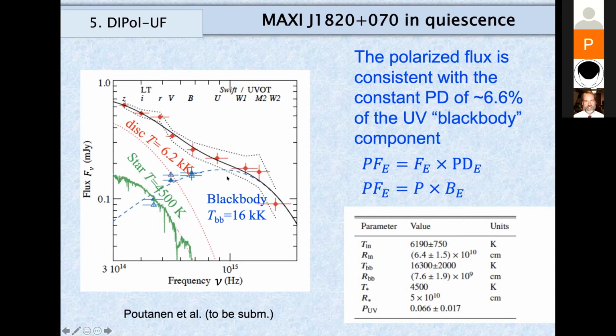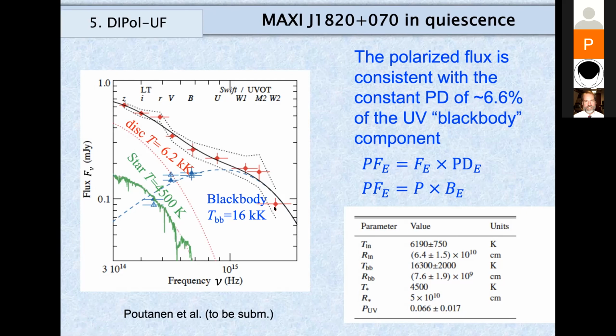So when we fitted the data, we fitted this broadband spectrum together with this polarized flux, which was fitted just by this additional component, which here is fitted with a black body. And there is also the contribution from the star, which is basically a black body of 4,500 degrees, with like 20% contribution to the spectrum. And most of the emission is produced by the accretion disk.